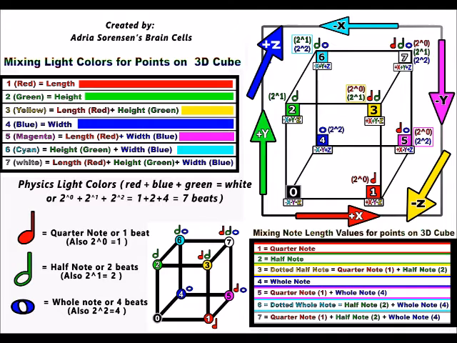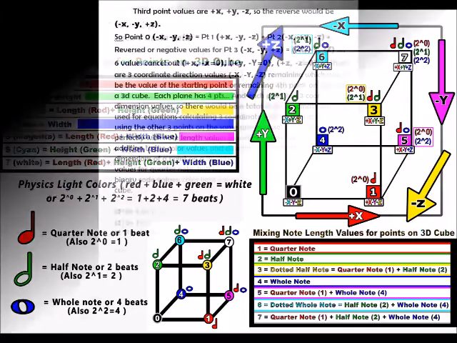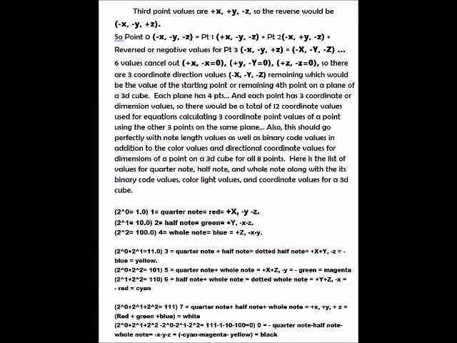2 to the 0th power plus 2 to the 1st, 2 to the 2nd. 1 plus 2 plus 4 equals 7 for the 7 beats. Quarter note, half note, and then the whole note. And then 2 to the 0th power plus 2 to the 1st power plus 2 to the 2nd power minus 2 to the 0th power minus 2 to the 1st power minus 2 to the 2nd power equals 111 minus 1 minus 10 minus 100 in binary code, which would be equal to 0.